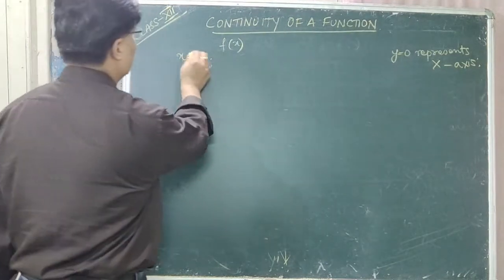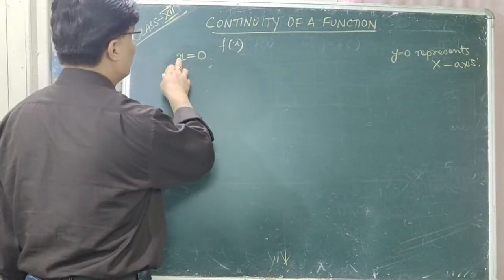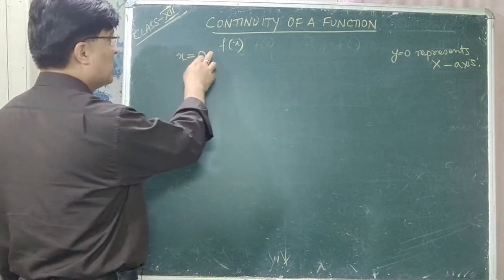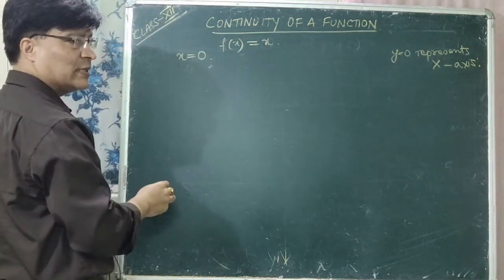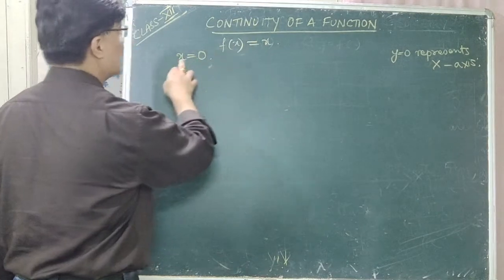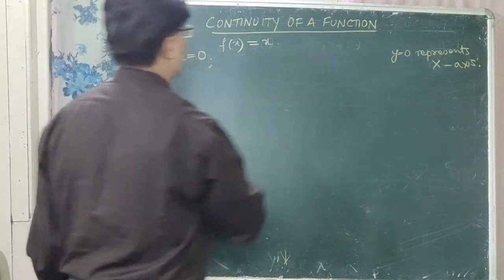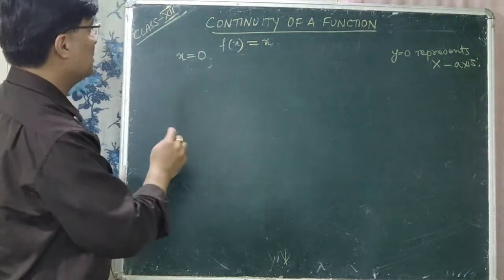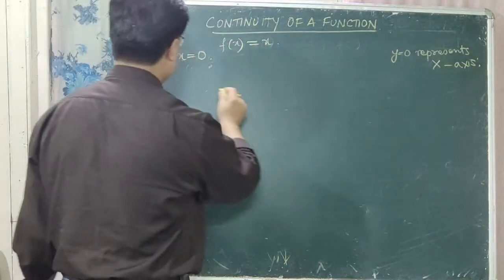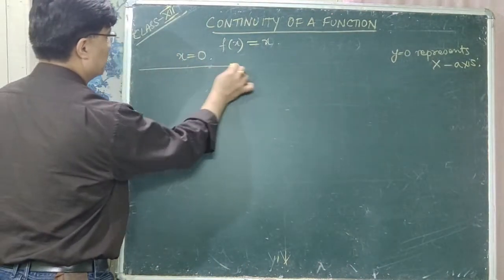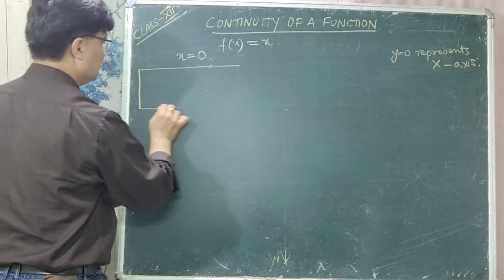Here the function of x is x. f of x is equal to x, and here x is equal to 0. So now let us draw the table first. Let us draw it here. x is equal to 0.